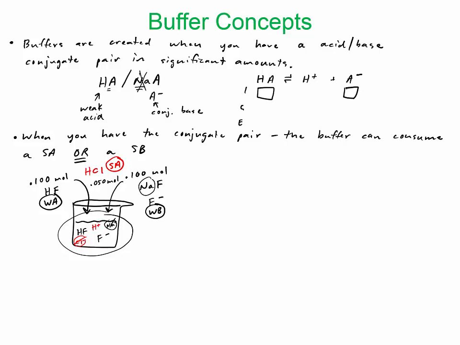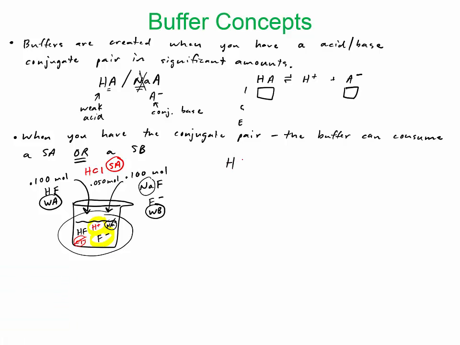Okay, and so you have to figure out which two, if at all, are going to interact. So in this case, we're going to have a full-blown chemical reaction between the strong acid and the weak base. So those two we need to deal with in an ICE table.